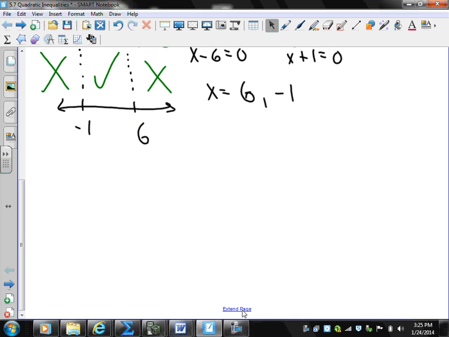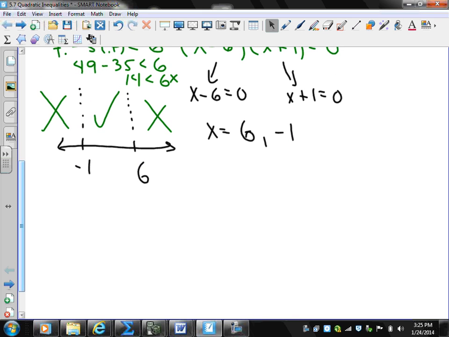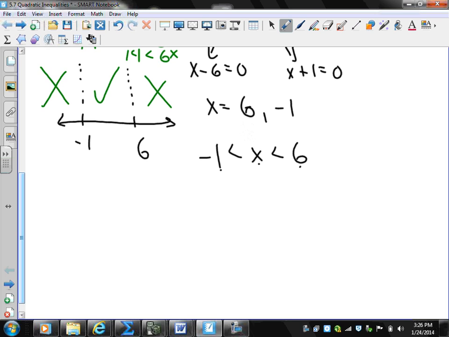I can say negative 1 is less than x is less than 6, or x is between negative 1 and positive 6. You can also use interval notation. I can use parentheses, negative 1 up to positive 6.